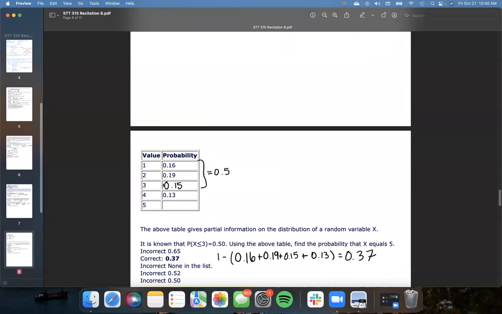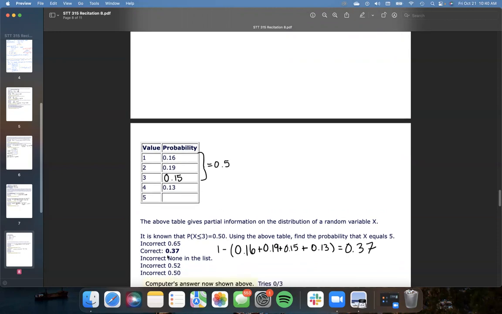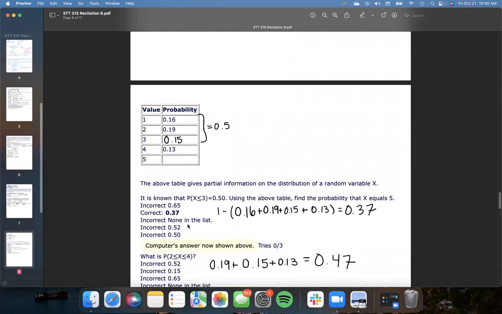So I can plug in this missing value, and now we want to know the probability that X equals 5. So we're looking for this probability in this last square here. We would do 1 minus all of these probabilities added together, because we know that them all added up should be 1. When we subtract all of these values from 1, we get 0.37. So that would go in this last box here.